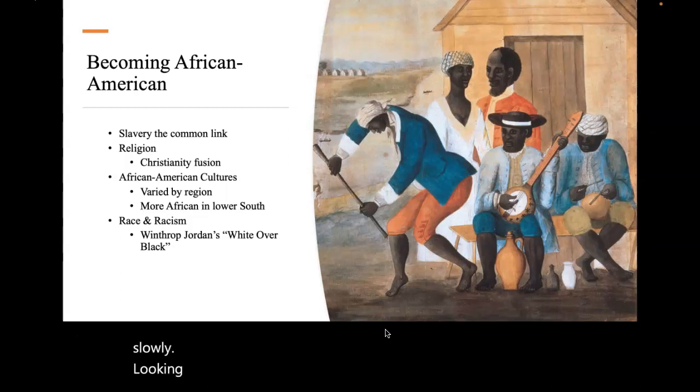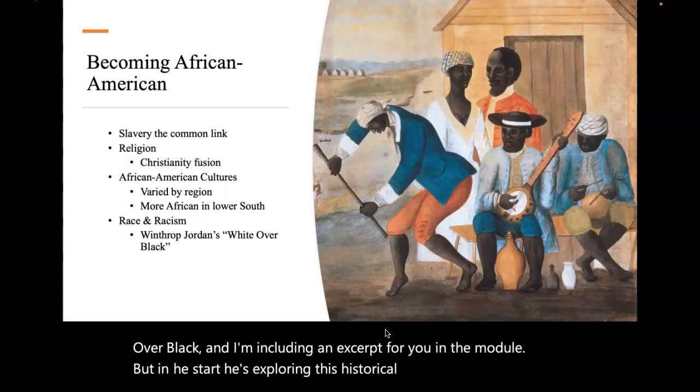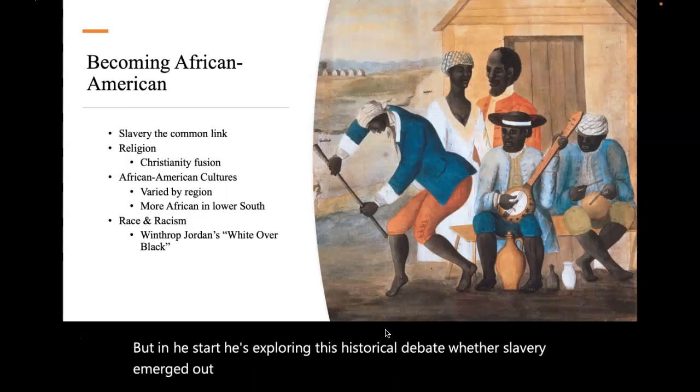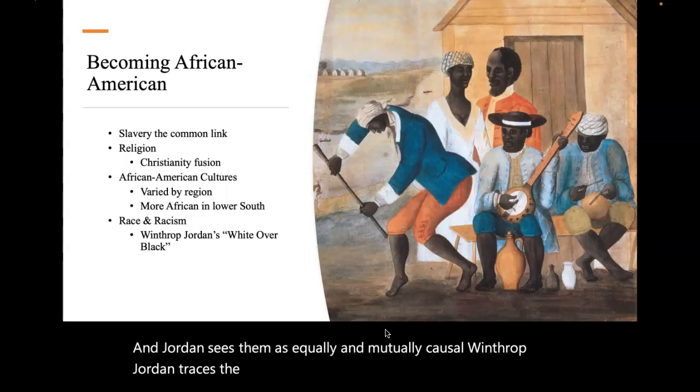Looking at race and racism, in 1968, the historian Winthrop Jordan wrote a book called White Over Black, and I'm including an excerpt for you in the module. But in it, he's exploring this historical debate, whether slavery emerged out of racism or vice versa. And Jordan sees them as equally and mutually causal.